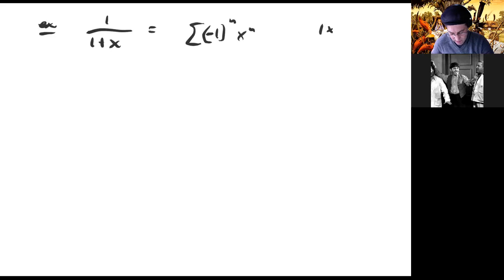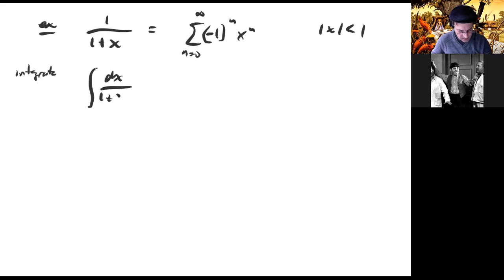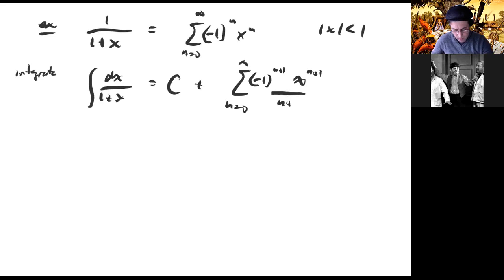Here's another example, which I think is kind of cool. So let's look at, again, our geometric series, 1 over 1 plus x, which is the summation of minus 1 to the n, x to the n, and the absolute value of x should be less than 1 because it has a radius of convergence of 1. And this n is going from 0 to infinity. Let's integrate both sides to get the integral of dx over 1 plus x is a constant plus the sum, n goes from 0 to infinity, of minus 1 to the n plus 1, x to the n plus 1 over n plus 1.